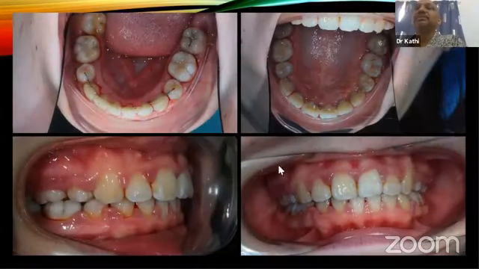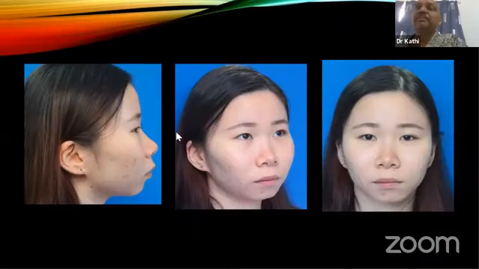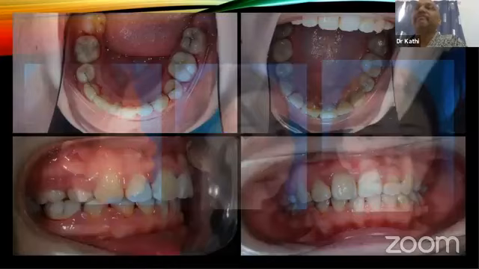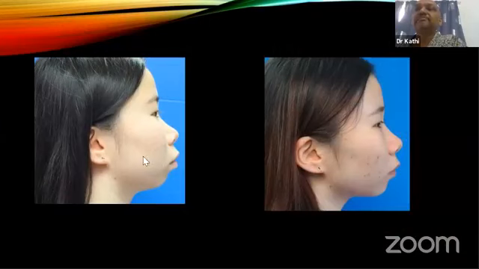Okay, this is the occlusion after the treatment. So when we discuss the treatment plan, we have to tell them we can change a little bit of the lip position, but not so much. She will still look class 2, because there is a limit on the amount of tooth movement that you can do with camouflage treatment. So this is before and this is after. So you can see the change in the lip position. There is some change, not no change.